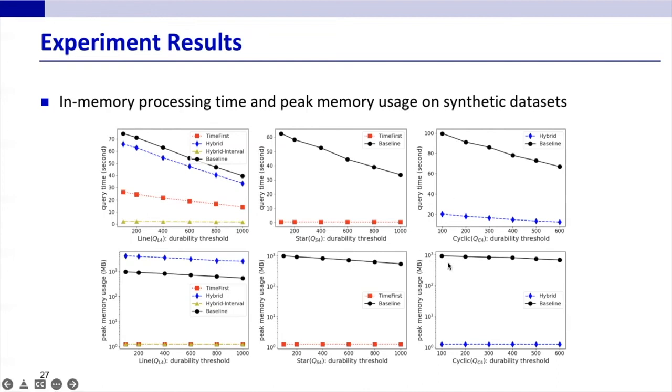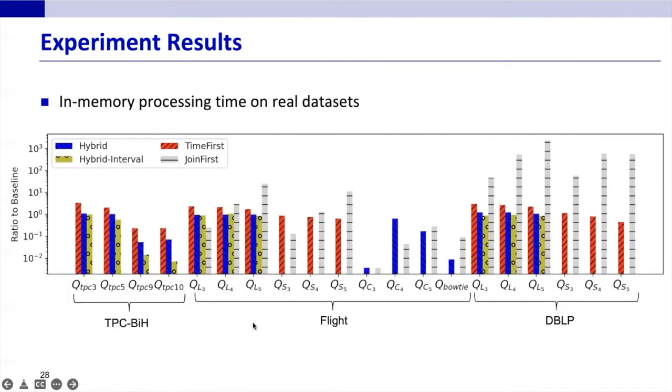In this figure, we show the running time and the peak memory usage of all the algorithms we study as a function of the durability threshold. As we can see in the figure, for any type of query, our best algorithm runs extremely faster and uses extremely less memory than the baseline. For example, our algorithms for line join queries run 70 times faster and use 1,000 times less memory than the baseline. Next, we compare the running time of our algorithms with the baseline on real datasets.